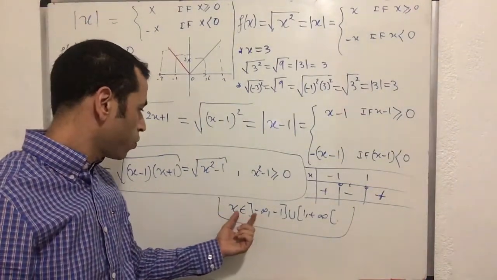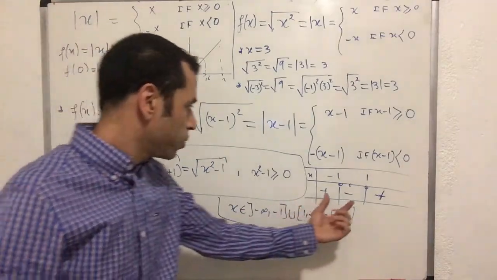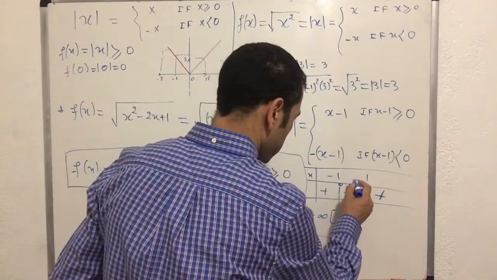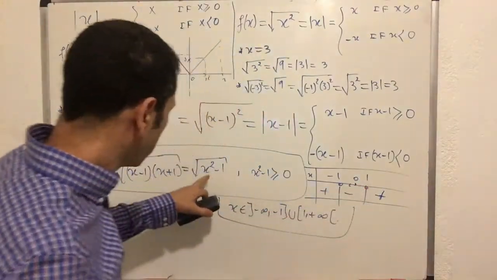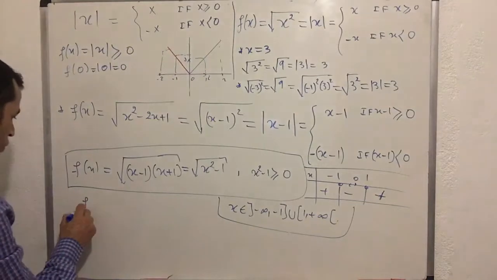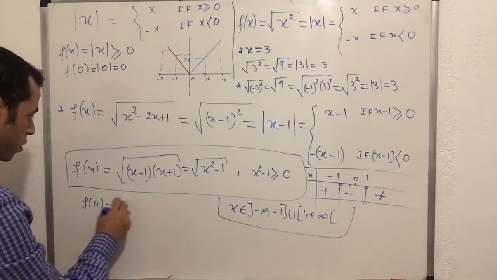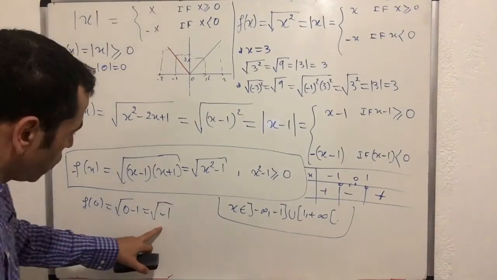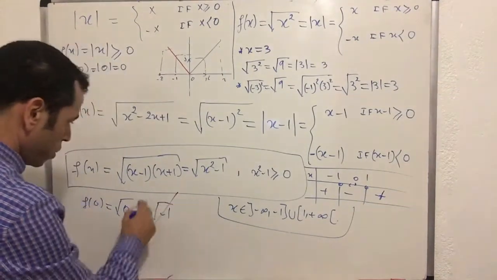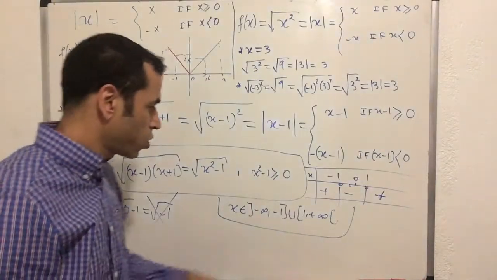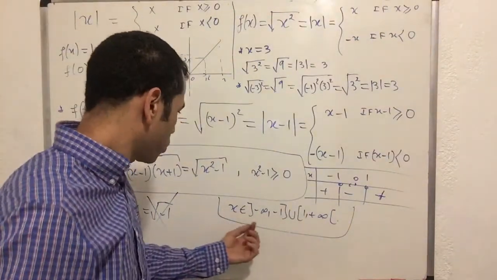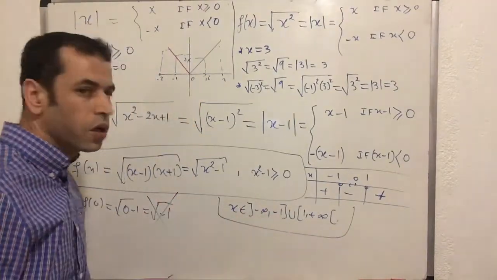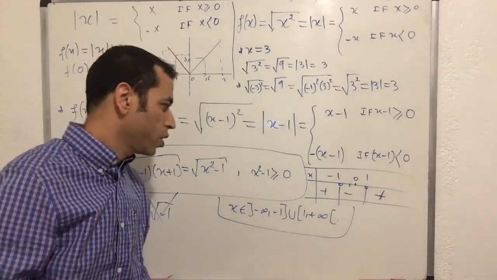If you put a number, for example 0, between minus 1 and 1, let's put a 0 here. If you put f of 0 equals 0 minus 1 equals minus 1, which is restricted, you cannot put this number here. Impossible. That's what I'm showing you here. So your x has to be in this condition. I think everything is clear.